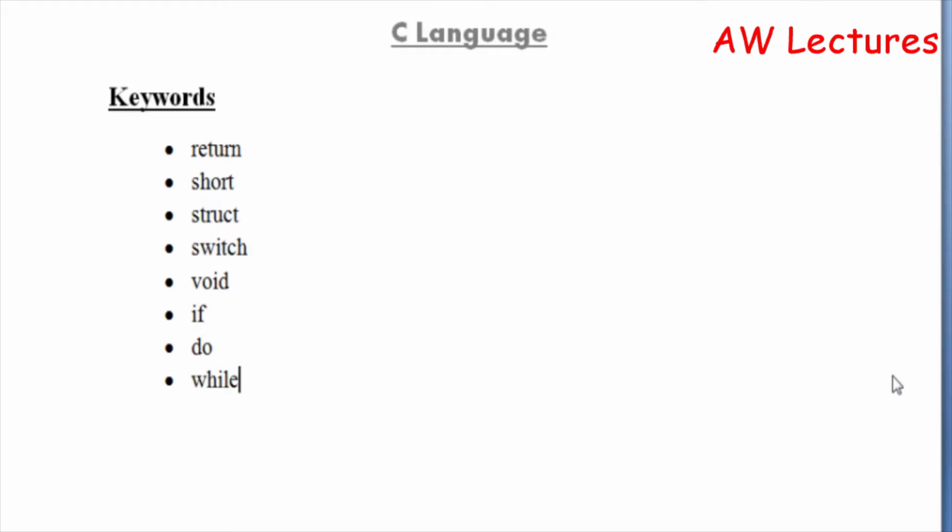The remaining keywords are const, typedef, signed, volatile, and they are not generally used that much. So I have mentioned the important ones which are generally used more day to day. Now let's move on to identifiers.